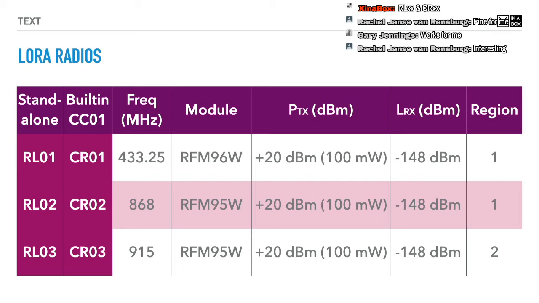So 433 falls within, I think it's called the 70 centimeter band. So they have a frequency band. The only hiccup is that if you want to use the radio as part of being a radio amateur, you have to have a radio amateur license. And that's not necessarily easy to get.